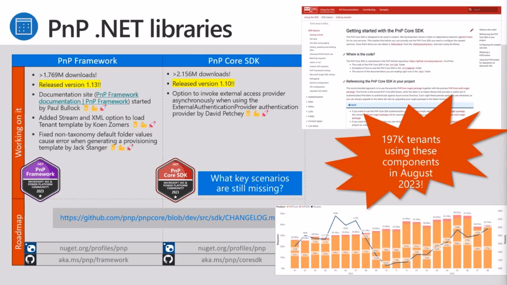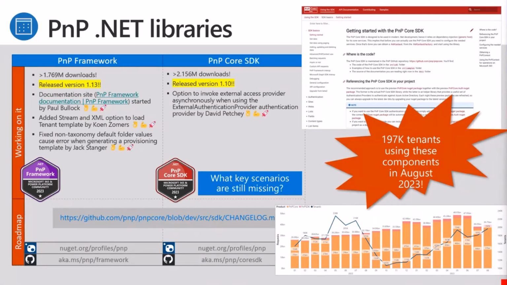And then Jack Stanger did some work on when you extract a site into a template, and there's a library with the default values for folders. Something went wrong, and Jack fixed that. Thanks for that, Jack. On the Core SDK side, which is the newer library, there is one change by David Patchy, enabling our external authentication provider to call async.